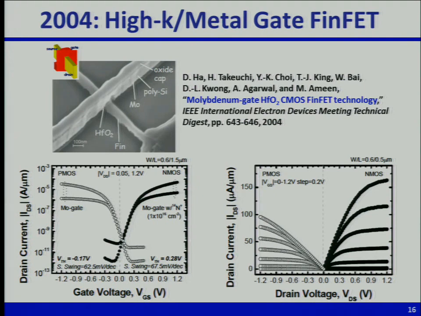So actually, we tried. The point of this paper was that we could implant a little bit of nitrogen into the molybdenum gate to tune the gate work function to try to get it to be symmetrical. So even though this doesn't look symmetrical, it was more symmetrical than what everybody else had published to date. Okay, so that's a fundamental challenge today.